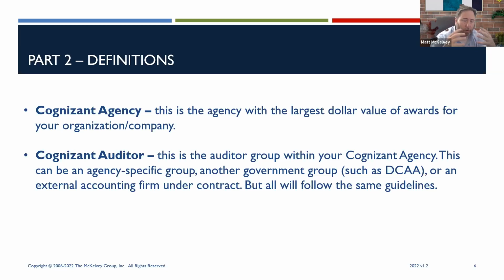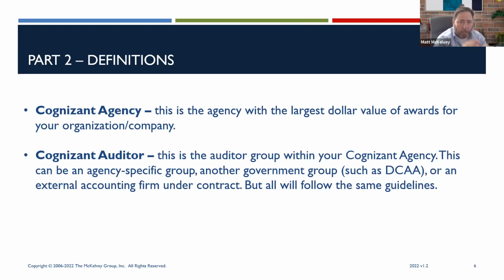So if your primary work is with Health and Human Services, that's the group you would focus on. If your primary work is with the Department of Defense, that's who you'd go to. If it's with NOAA or NASA or any of the other ones, that's your cognizant agency. And for those that don't have federal work yet, you can assume who your cognizant agency would be based upon the type of work you would be pursuing. Okay, that's what a cognizant agency means.